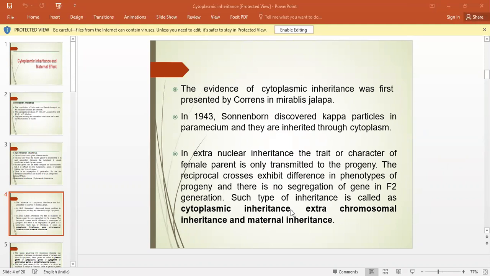Remember that in extranuclear, cytoplasmic or extrachromosomal inheritance, the female character or trait means that only the female parent transmits the cytoplasm and cell organelles to the progeny, and not the male parent. The reciprocal crosses exhibit differences in the phenotype of the progeny, and there is no segregation in the F2 generation. That's why this is very different from the Mendelian concept.